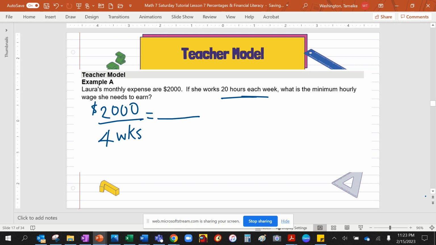Then let's calculate how much Laura makes in 1 week. To get from 4 to 1, I divide by 4. If I do it to the bottom, I do it to the top. 2,000 divided by 4 is $500. So in 1 week, Laura needs to make $500.